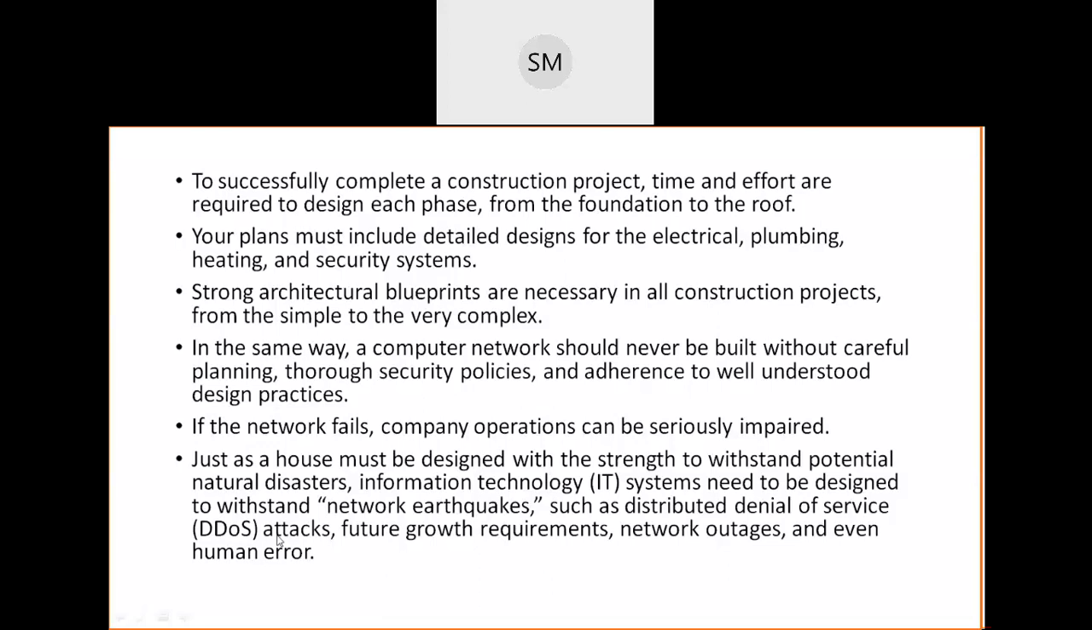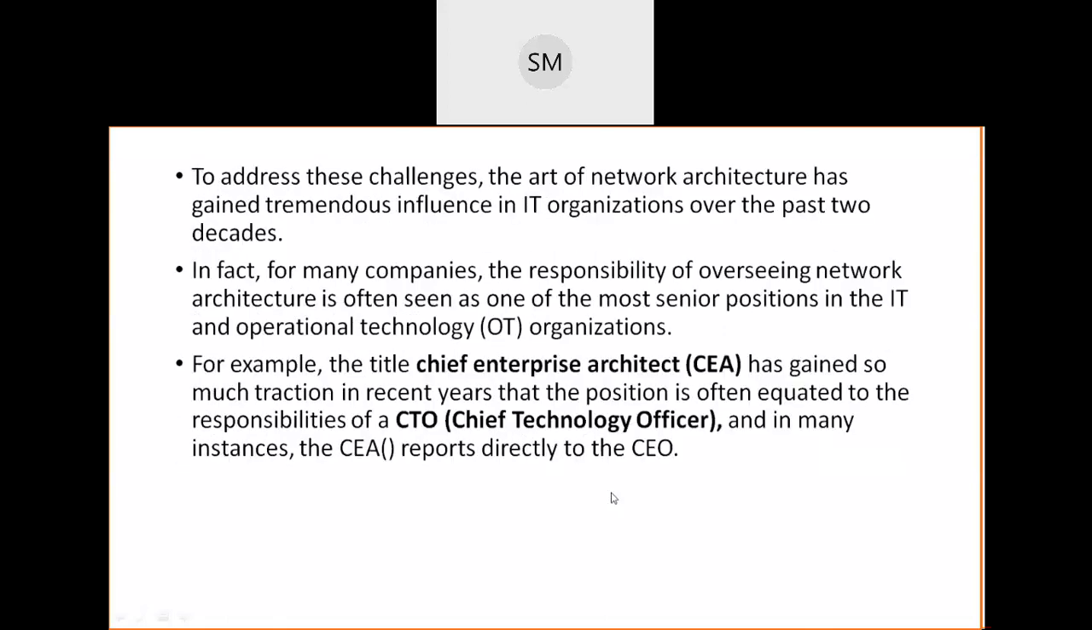Then future growth requirements, network outages, and even human error. Sometimes a human programmer also can make mistakes, right? So these types of mistakes and disasters we should avoid in IT systems. To avoid all these disasters in IT systems, we should have a proper plan here. These are all challenges for us.